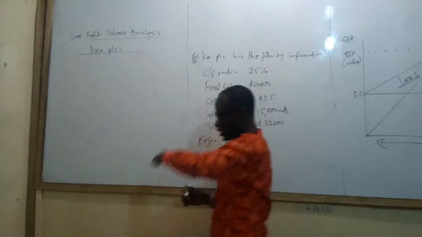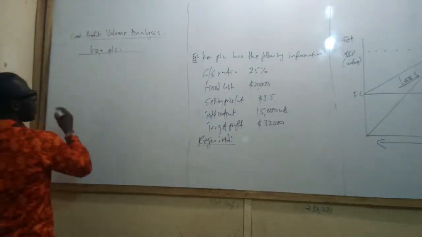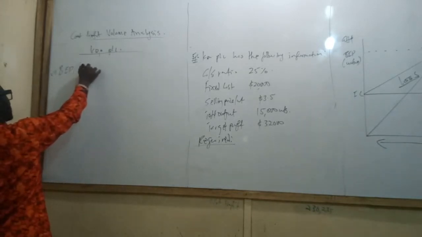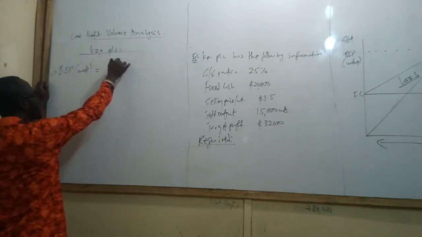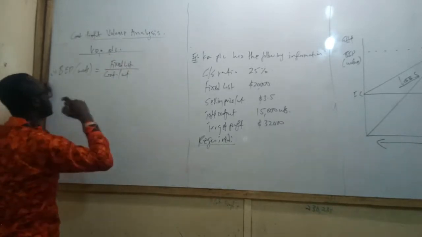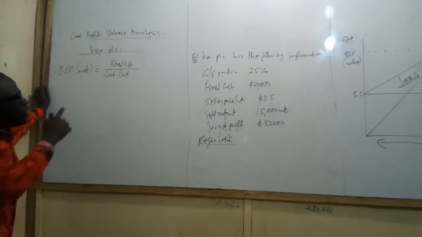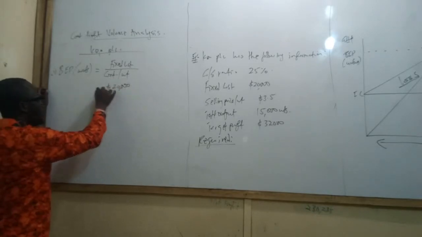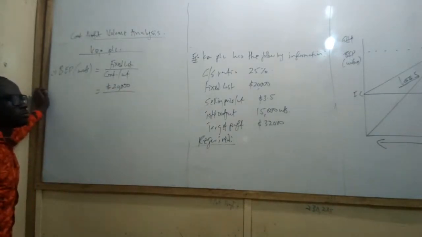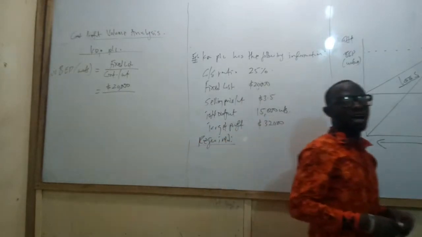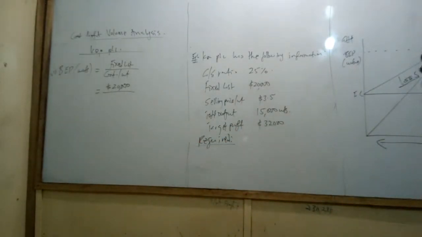We can solve the break-evens. Okay. So in solving the break-evens, first, break-even point in units. What's our formula? Fixed cost over contribution per unit. What's the fixed cost? $20,000. What's the contribution per unit? We don't know that. It is not there. So how do we find it? How can we find contribution per unit?